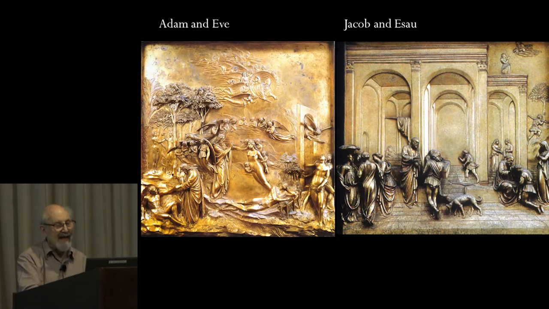So there's one detail, which is showing on the right a space where perspective is really palpable. You can see the three-dimensionality of that space behind, and Ghiberti had learned that from Brunelleschi. Another artist who was in Florence at this time was Donatello. Here we see his David standing on the head of Goliath.